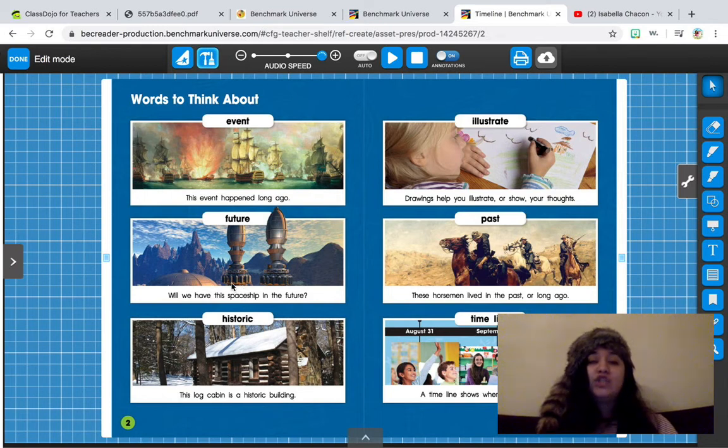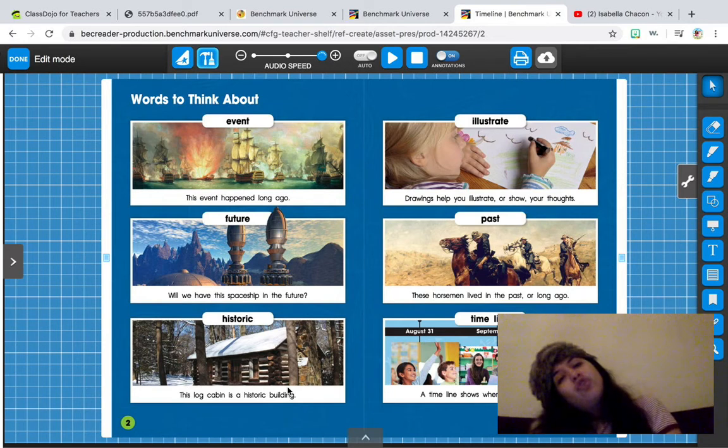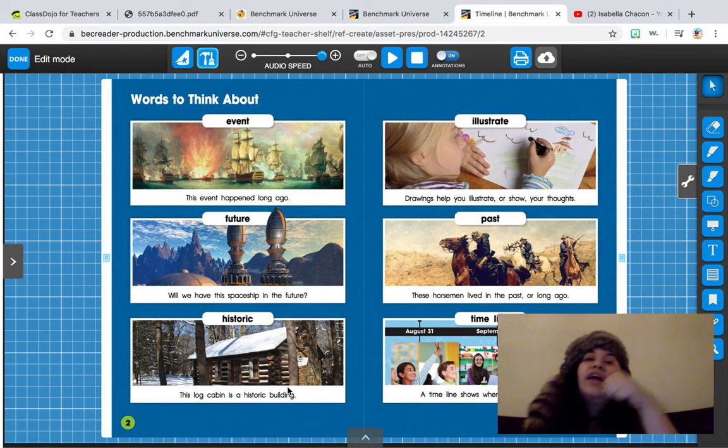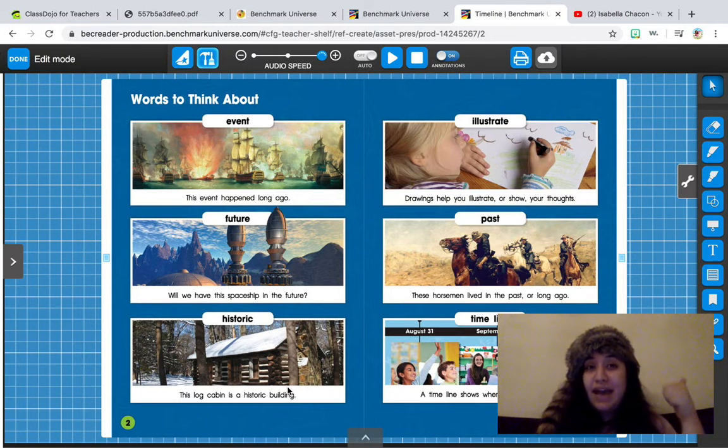Historic. Historic is a big word. So it says this log cabin is a historic building. So when we talk about historic, we're talking about the past. We're talking about history. So history is another word for the past. Historic means that it's a place that happened in the past. So it's something that happened in the past.